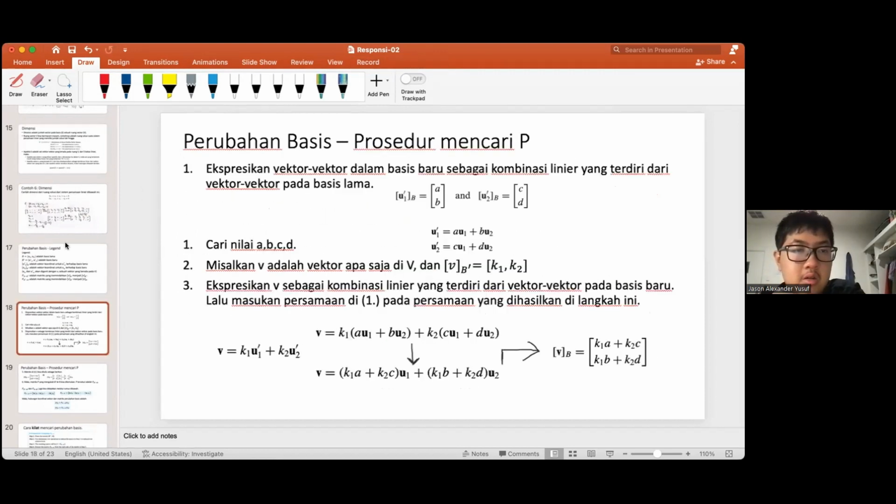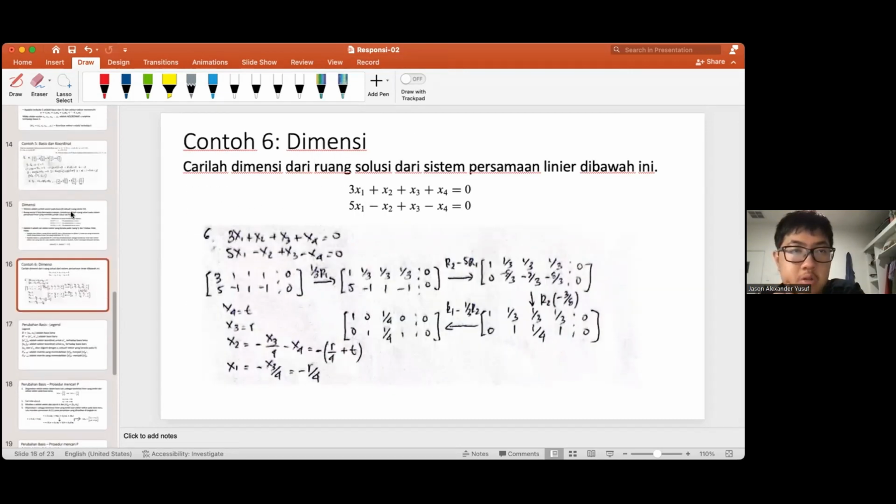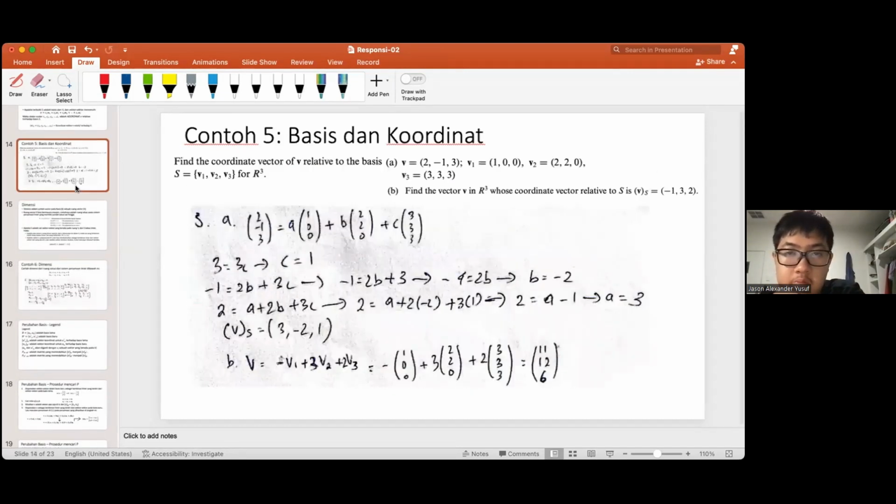So let's say, where is it? Back here. We have a basis S. How many vectors are there? 3. Okay, so the dimension is 3. Simple.